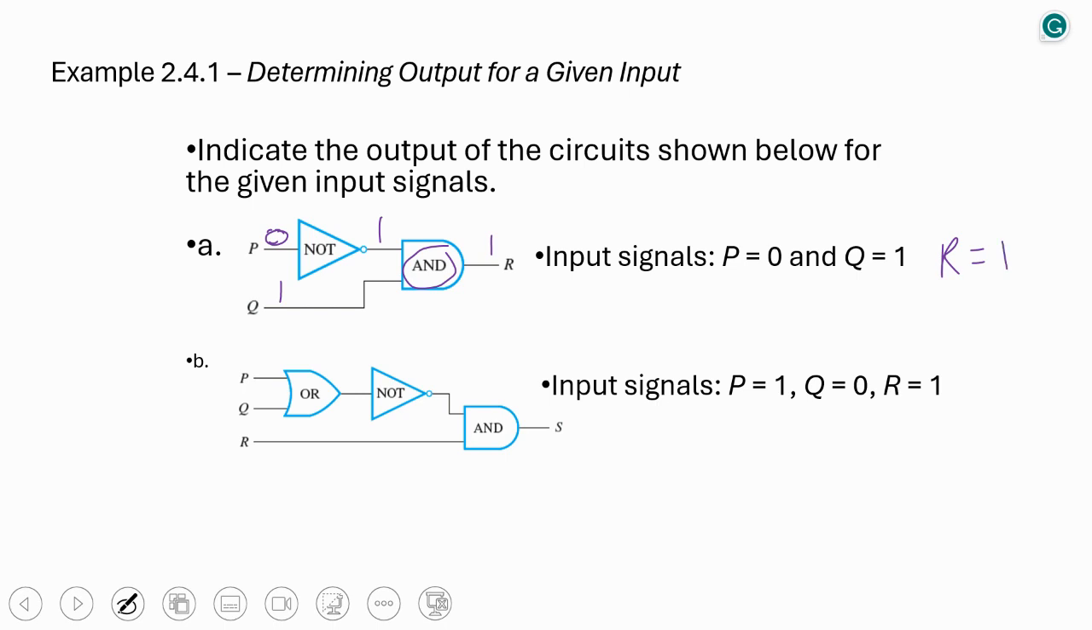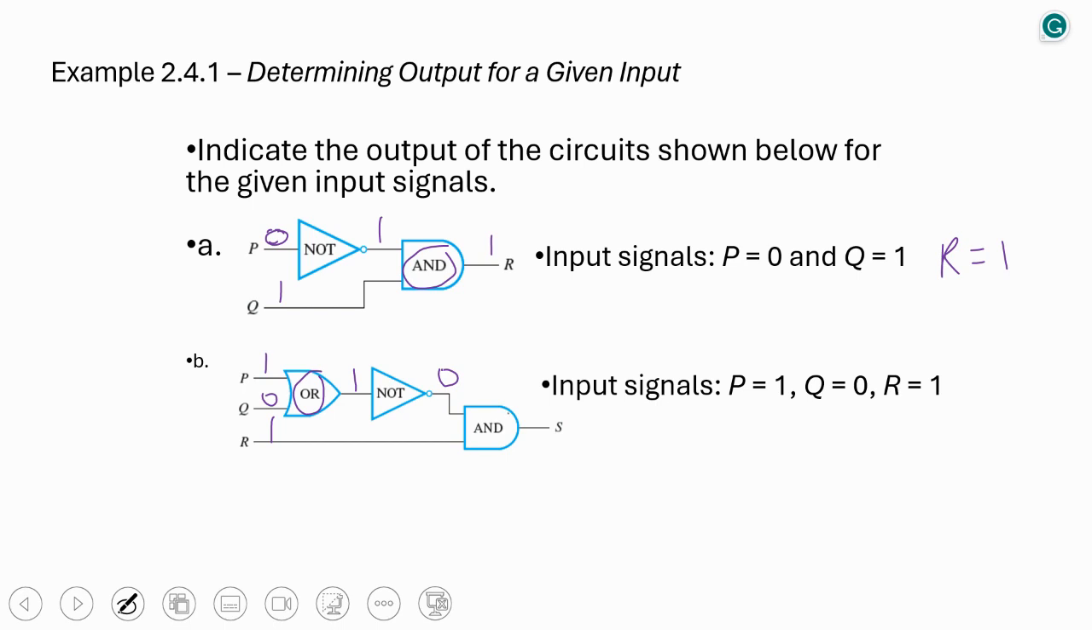Let's take a look at this next example. We have our circuit. The input signals are P is 1, Q is 0, and R is 1. So let's work our way through the gates. So with the OR gate, we only need one of the inputs to be 1. And certainly since P is 1, then one or the other is 1.